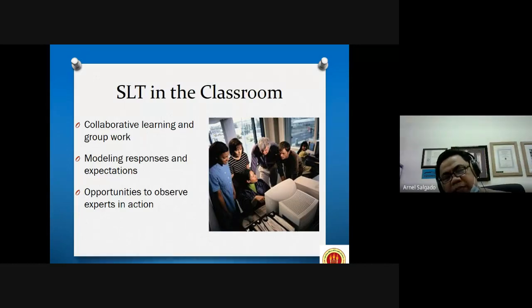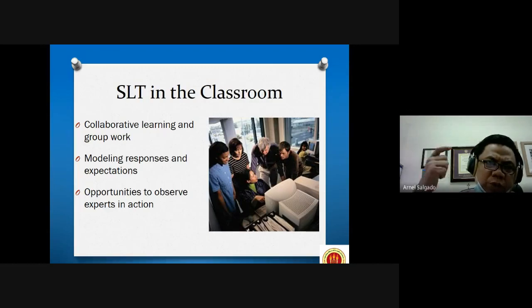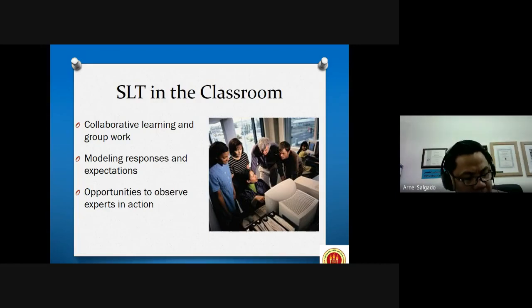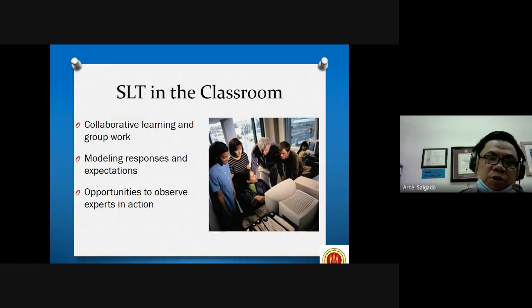Modeling responses and expectations is another. And of course, opportunities to observe experts in action. Now, when you conduct group works, collaborative works, sometimes there are people who come to demonstrate. There are people who are modeling. They are actually experts. So basically, you are going to work with them. Let's say, for instance, in the world, there will be new equipment that will be delivered, and no one knows how to use it. So what are they going to do? They have to demonstrate.